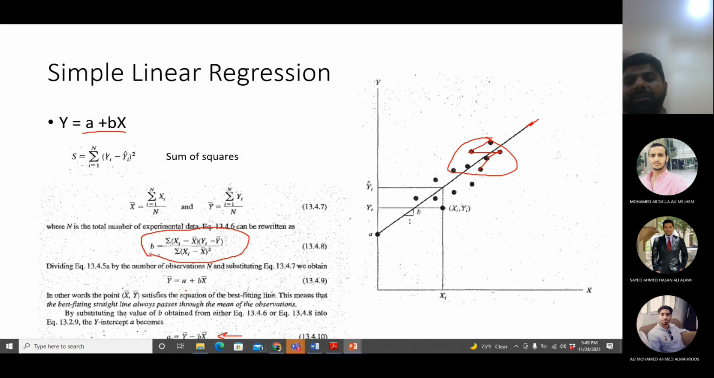So if you have postulated that between two variables x and y there's a linear equation, then you can find out the parameters of the linear equation using this method. This is the method of least squares, because it started from here.